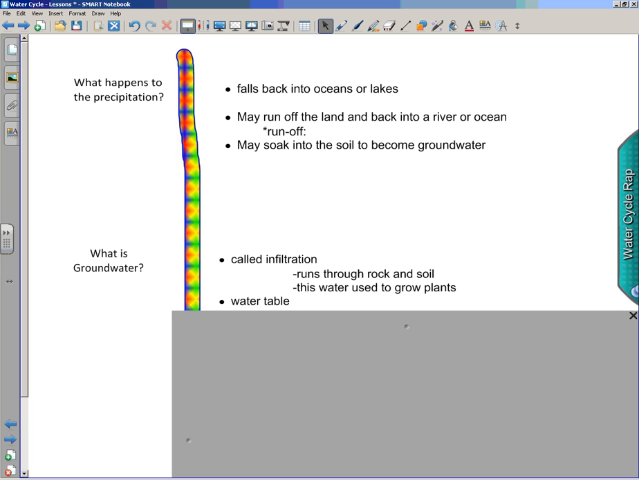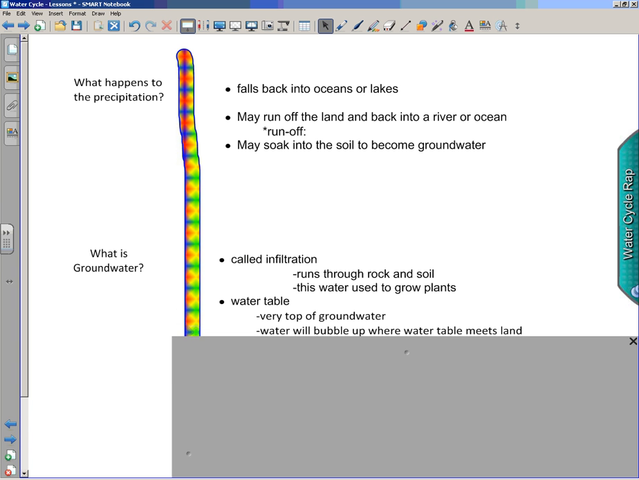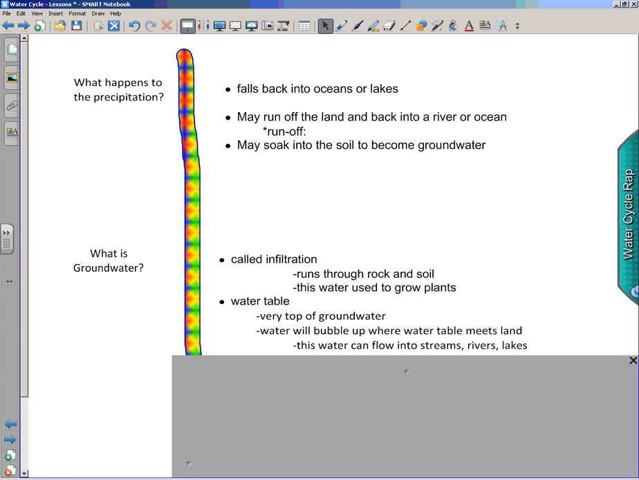There's also the water table. And now this is the very top of the groundwater. So the water table is the very top of the groundwater, and water will bubble up where the water table meets land. And this water can then flow into streams, rivers, and lakes.